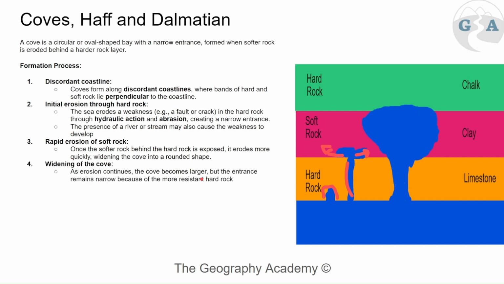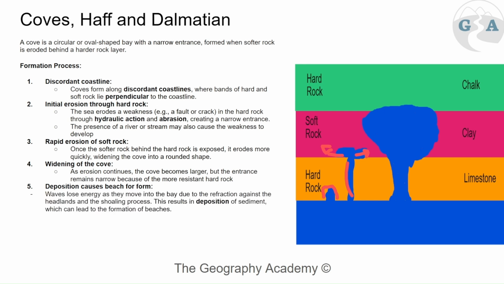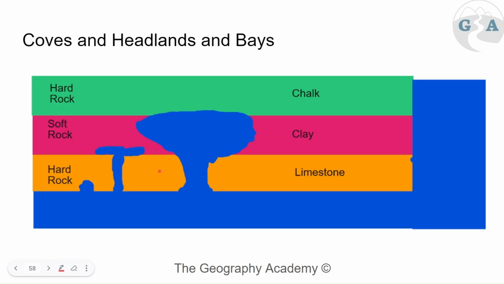So this rapid erosion of the soft rock opens that up and then widens the cove. The waves then don't have the power to erode the chalk at the back, and this creates an area where we might find deposition and again a beach along this area here. So examples of that are like Lulworth Cove.